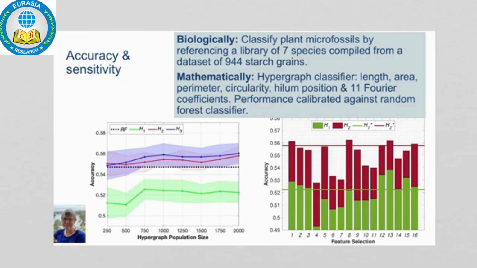Once we finished, we calibrated this classifier against a standard random forest classifier, and in the graph on the left we can see that the hypergraph classifier performed at times better than the random forest classifier, justifying that this is a reasonable approach to take to classify distinct species or classes. We also looked at the sensitivity to each of the parameters.